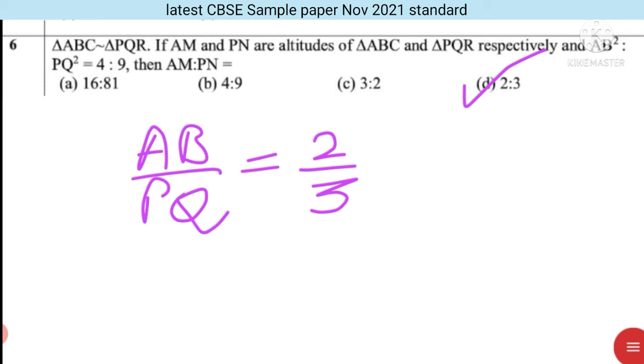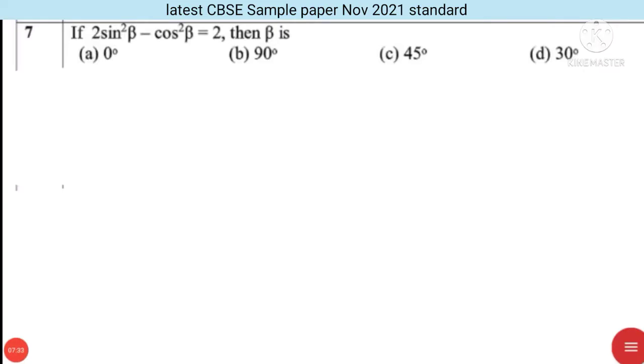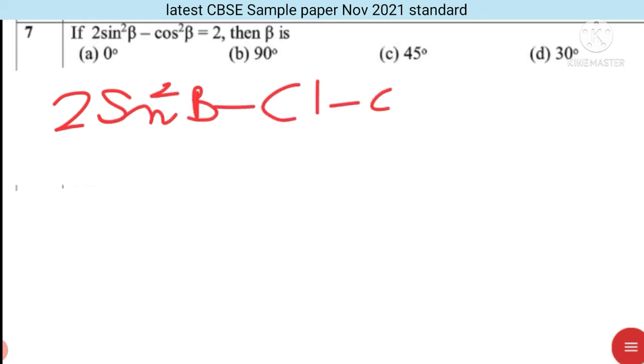This is based on the subjective question. If you remember the result, you can directly apply it and it saves your time to do MCQ. In 7th question, we have to find the value of beta if 2 sine square beta minus cos square beta is equal to 2, then beta is dash. So let's try to work it out. I write 2 sine square beta minus, I put the value of cos square beta as 1 minus sine square beta.